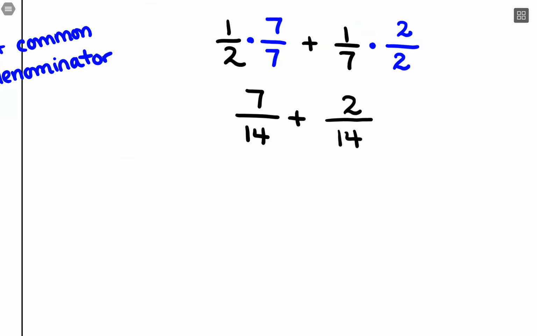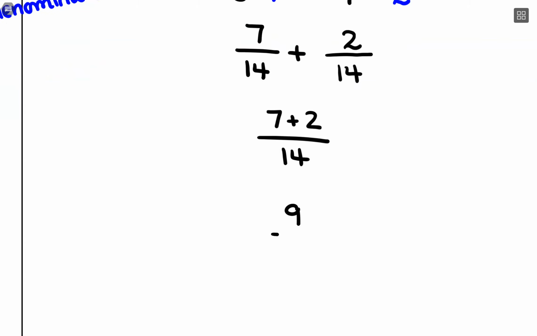And now I can add these together like I did up above. So we'll have 7 plus 2 over 14, which is 9 over 14, and nothing to simplify there, so it would be all done.